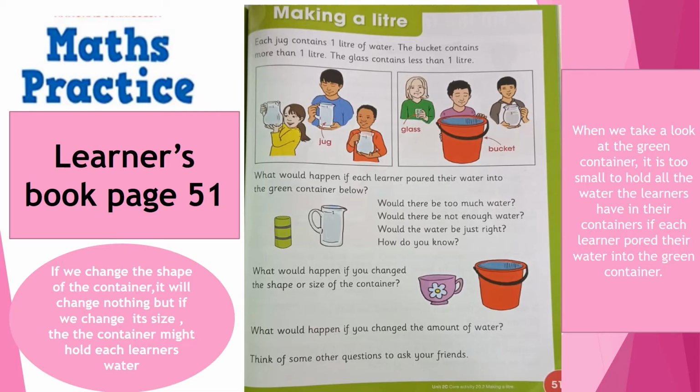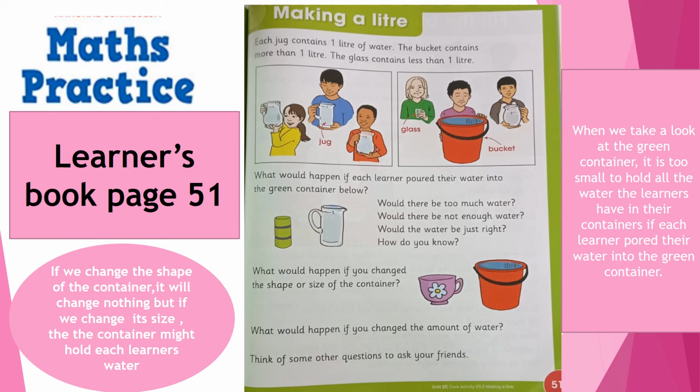Now let's go to our learner's books, page 51. Page 51. Remember I told you you need your pencils, your erasers, your notebooks. Okay. We have some questions to answer in our learner's books. Okay. So each jug contains 1 liter of water. The bucket contains more than 1 liter. The glass contains less than 1 liter.